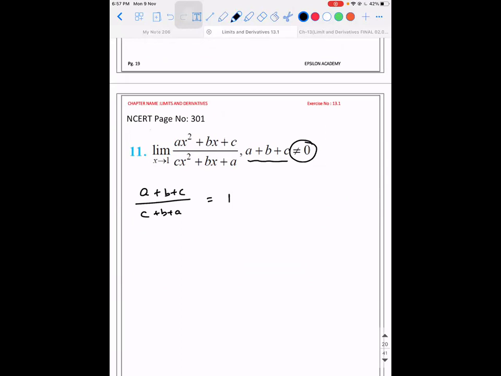No need to simplify, sir. No, it is the same. a plus b plus c is same as c plus b plus a. Had it been 0, then we could not have solved this problem. That's it. It's only one step.